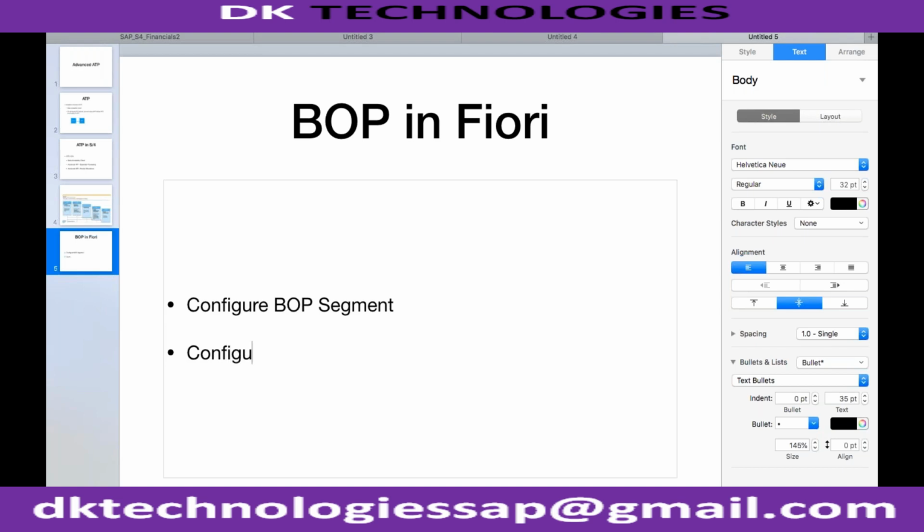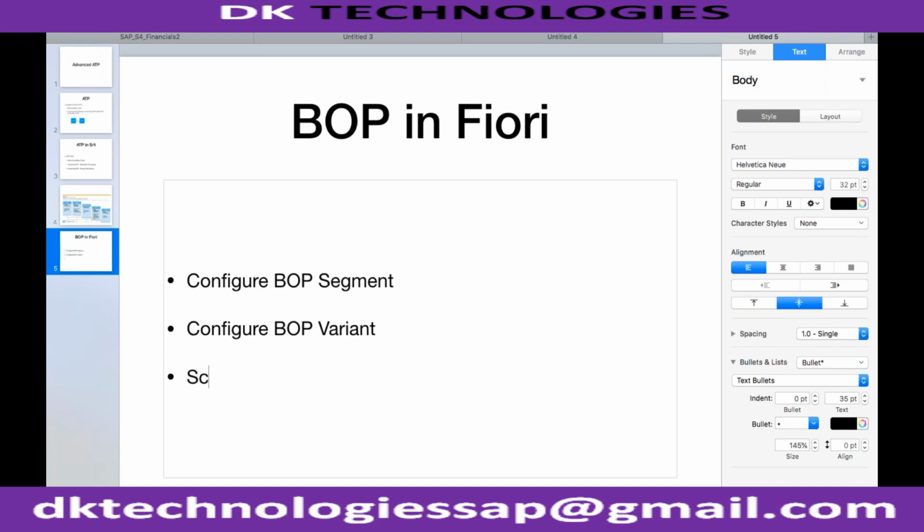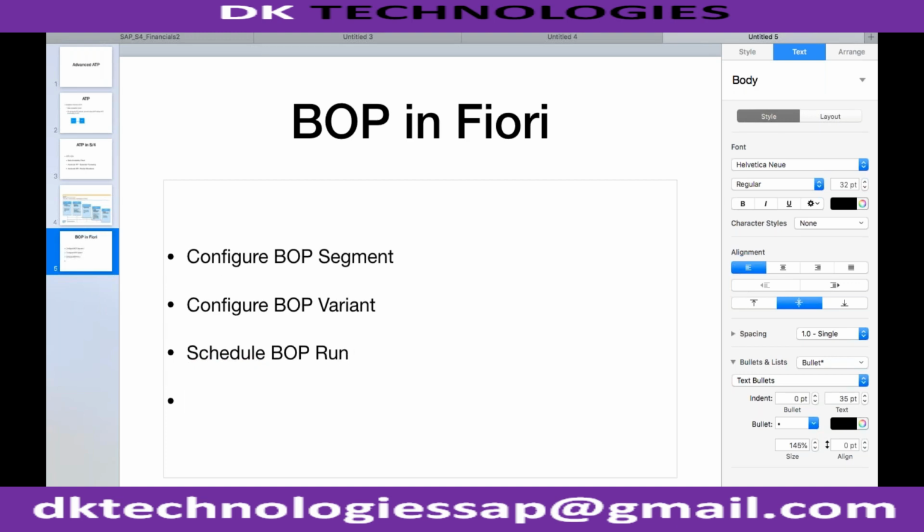Configure BOP variant. These are the only two steps that you need to do. Third one is schedule BOP run. Once you schedule a SM37 job run, you can see the job overview with monitor BOP run. These are the only 4 applications which are provided by SAP to execute the BOP run.